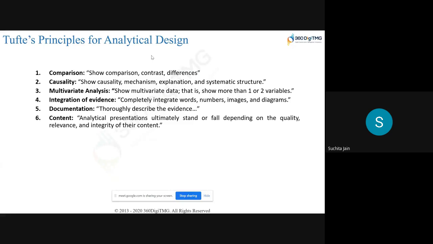So whatever you learn from a technical aspect, like Tableau, you need to have a thorough understanding of the business environment and the consumer as well, so that you can tell your story in a proper manner. Analytical representations ultimately stand or fall depending on the quality, relevance, and integrity of their content. So if you are very strong with your graphical representation, then you should also spend time to tell your story in a very crisp and precise manner.